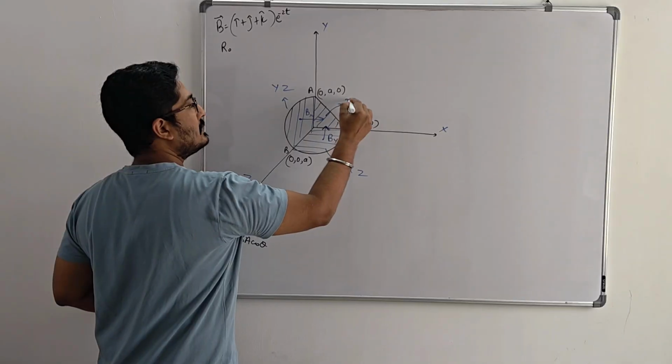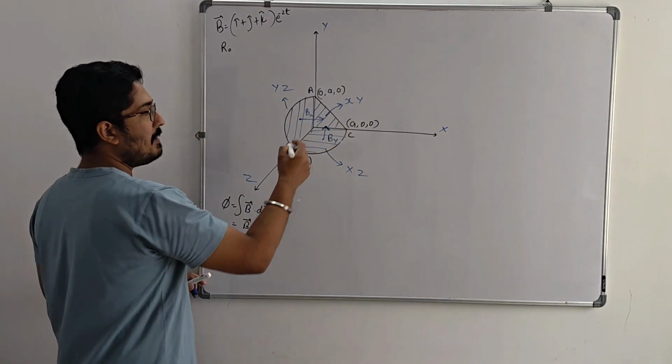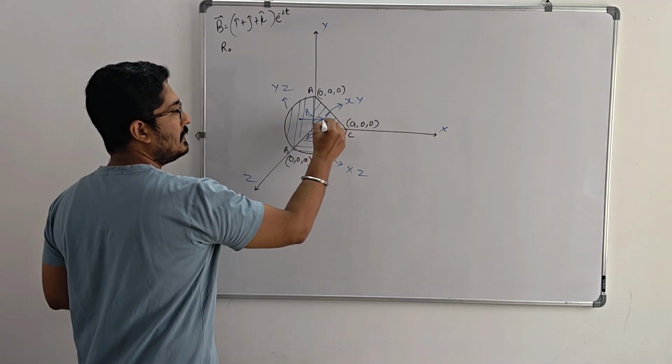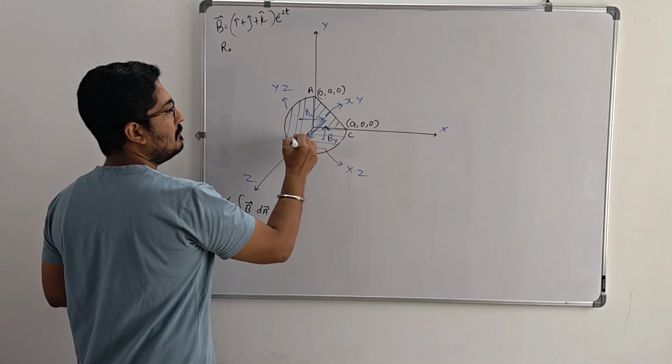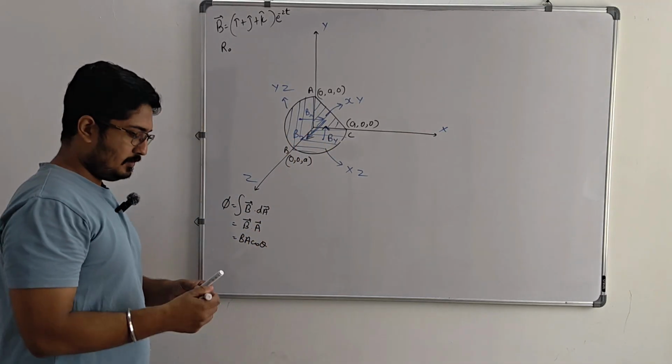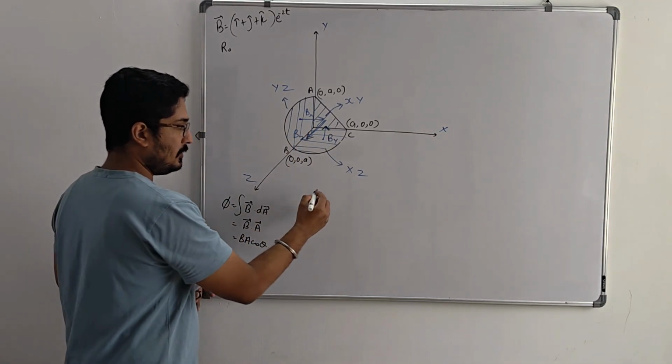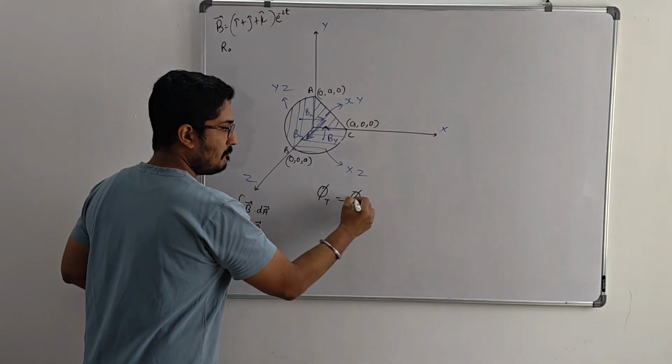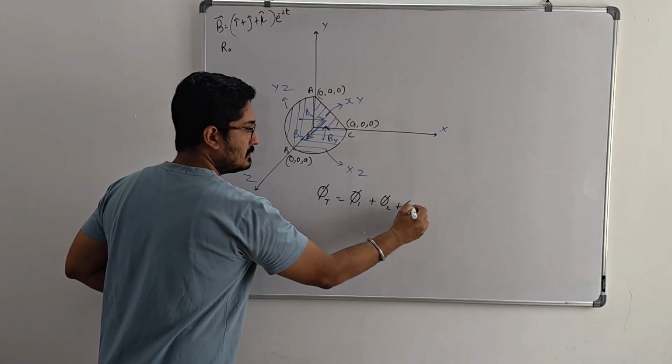This is in which plane? It is in the xy plane. So I should be considering only that magnetic field component which is perpendicular to that area, which would be Bz. If you want to find the total flux, we can say it is made up of flux 1 plus flux 2 plus flux 3.